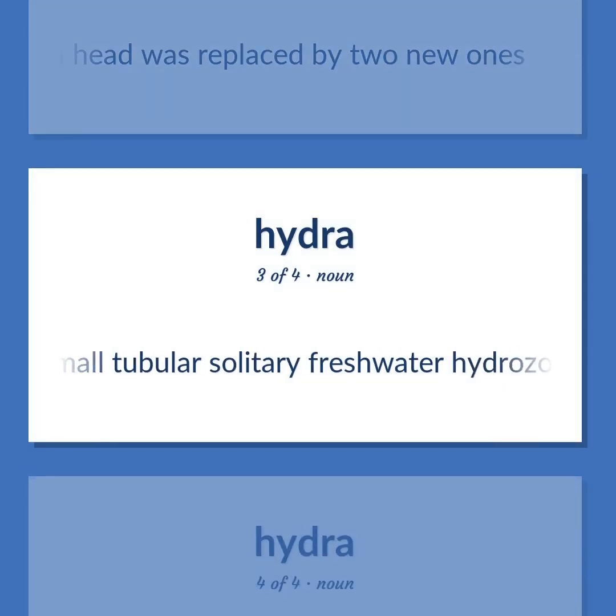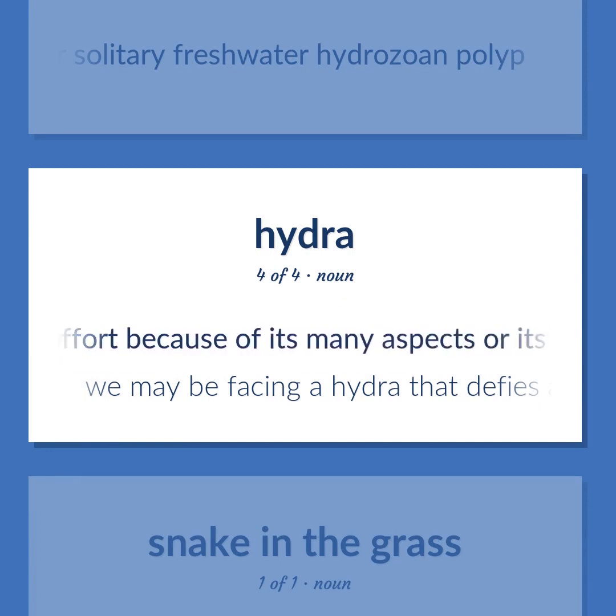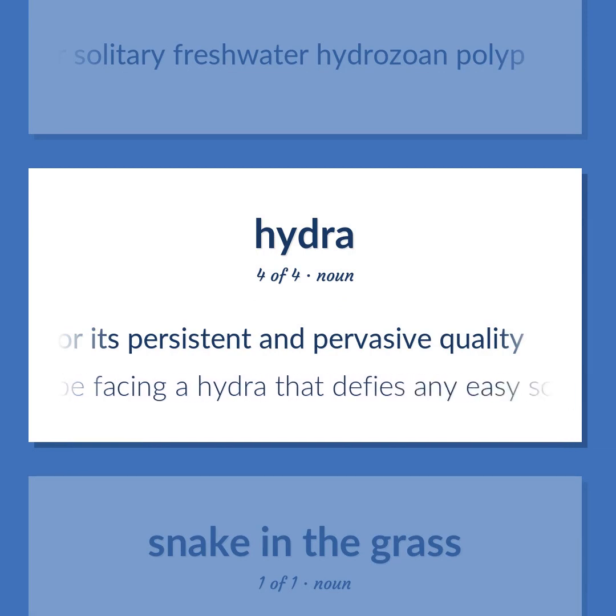Small tubular solitary freshwater hydrozoan polyp. Trouble that cannot be overcome by a single effort because of its many aspects or its persistent and pervasive quality. We may be facing a hydra that defies any easy solution.